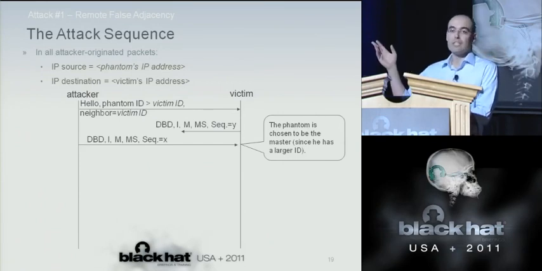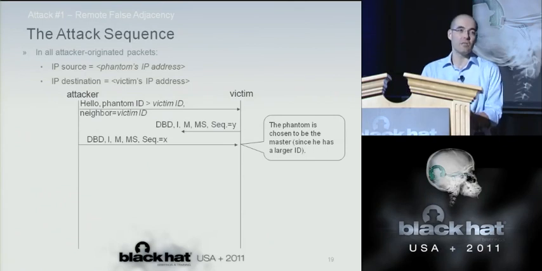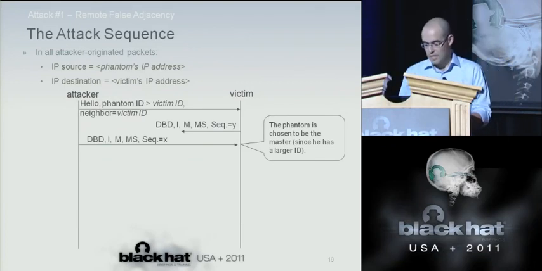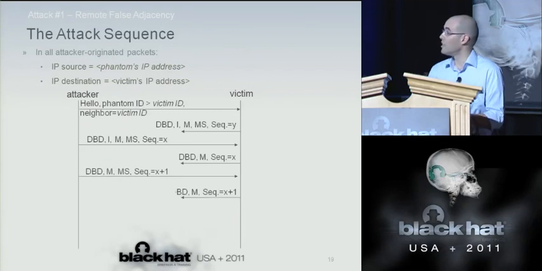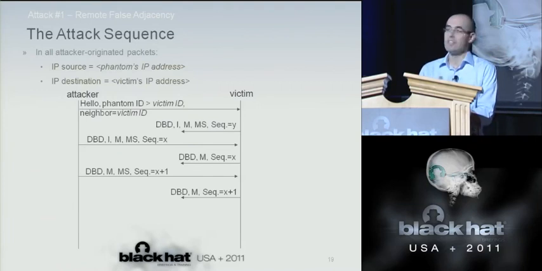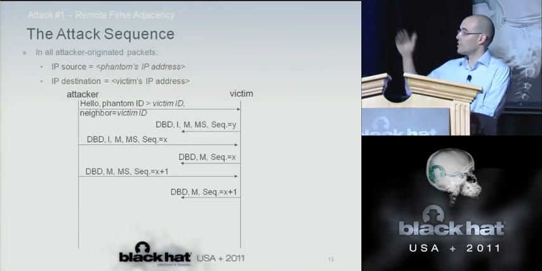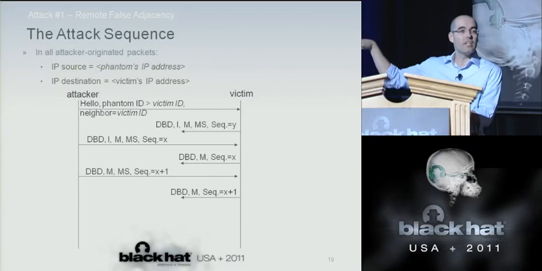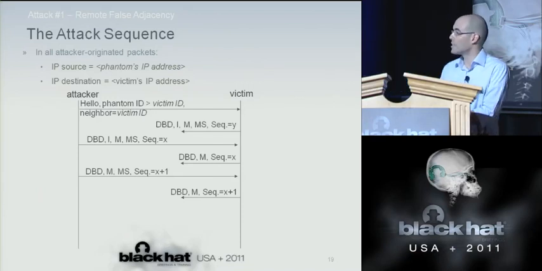He just sends out his own database description packet, claiming to be the master. The MS flag is set with a totally different sequence number, not related to the sequence number chosen by the victim. Since the attacker chose an ID that is larger than the victim's, he will be chosen as the master. This means that for the remainder of the exchange, the attacker will be the master and the victim will be the slave, so throughout the exchange the victim will use the sequence number chosen by the attacker. This is why the attacker doesn't really have to see all the database descriptions sent by the victim.